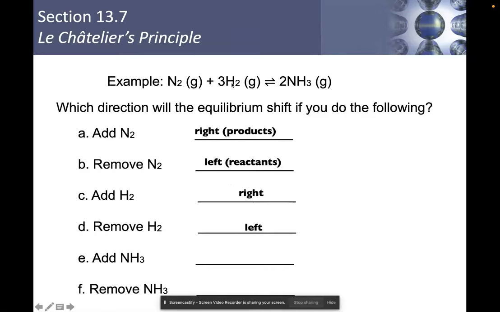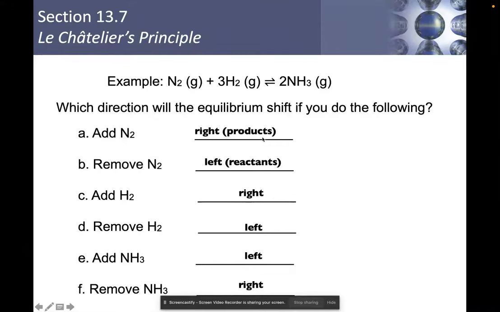What if I add more product? If I add more product, it's going to say, hey, I already have enough product. I'm going to move away. I'm going to break it apart into some reactants. What if I remove the product? Well, then it's going to move to the right. It's going to try to replace the product that I actually removed.